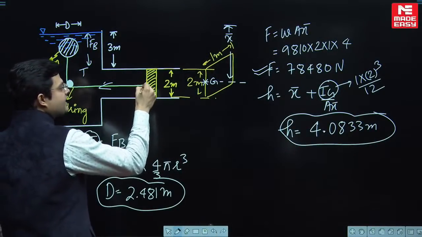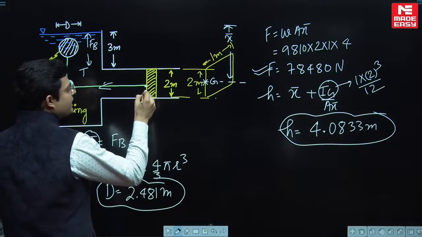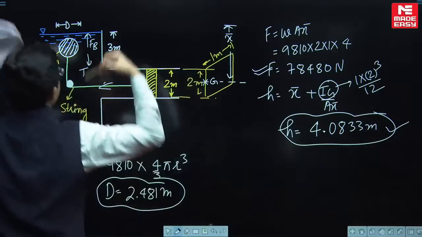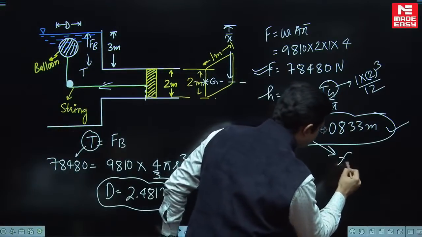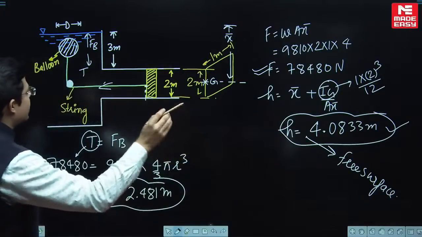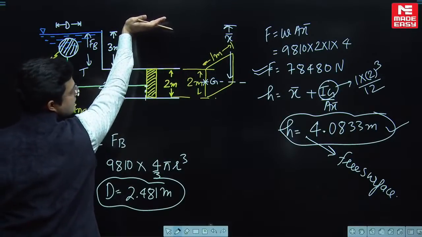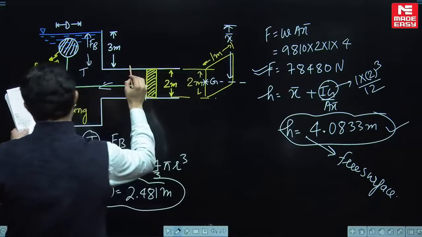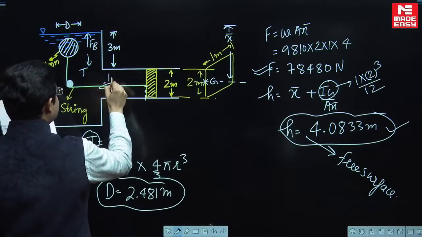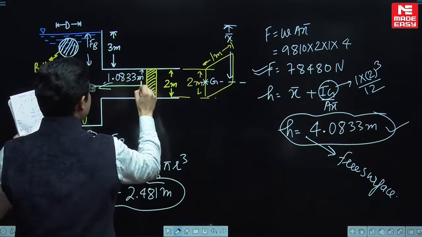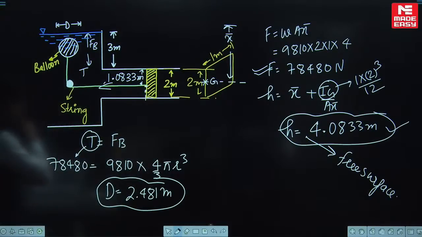And where should this string be attached? This string should be attached at the center of pressure of this gate. The center of pressure of this gate lies at a distance of 4.0833 from the free surface. This is the distance from the free surface. So where should the string be attached? Total distance from the free surface is 4.0833 minus 3. So the string should be attached at a distance of 1.0833 meter from the top of the gate.